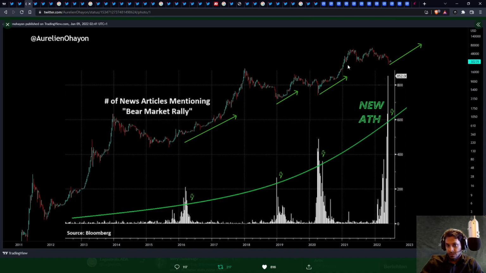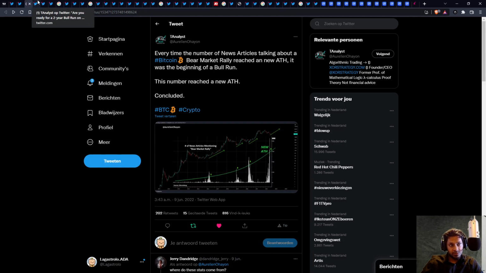Because this move, what we see over here, is basically formed by retailers. They are FOMOing into news articles, and they're basically getting manipulated on an emotional level, so the rich ones can take the profits and get more money. So news articles reaching new all-time highs talking about the Bitcoin bear market is probably a good indicator for us to be aware of, that the market can slowly recover and rebound. So keep that in mind as well.